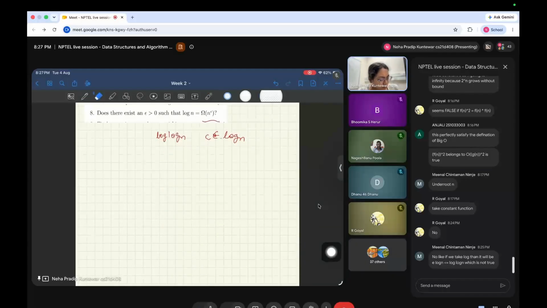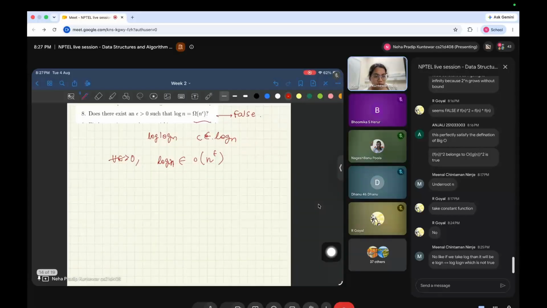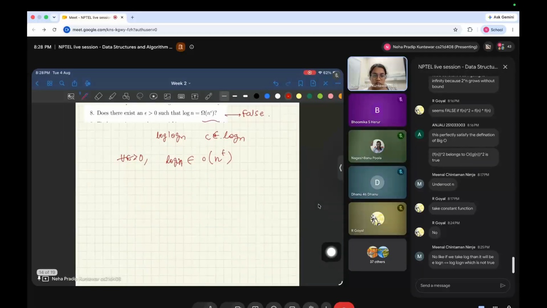So you'll have that log n is little o of n to the epsilon, no matter what epsilon you choose, for all epsilon greater than 0. So this is false. Okay, I hope this is fine.